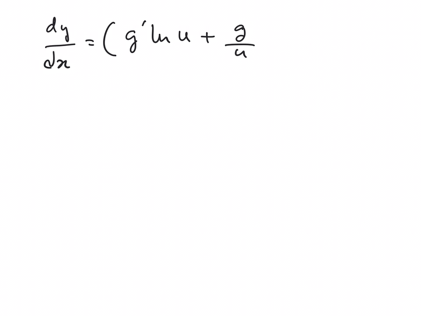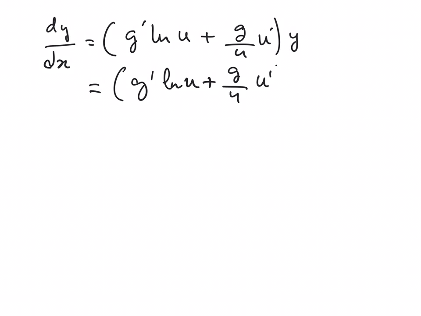We now multiply both sides by y to obtain dy over dx equal to g prime ln u plus g over u times u prime, multiplied by y, and y is given as u to the power g. We are going now to apply the above to a specific example.